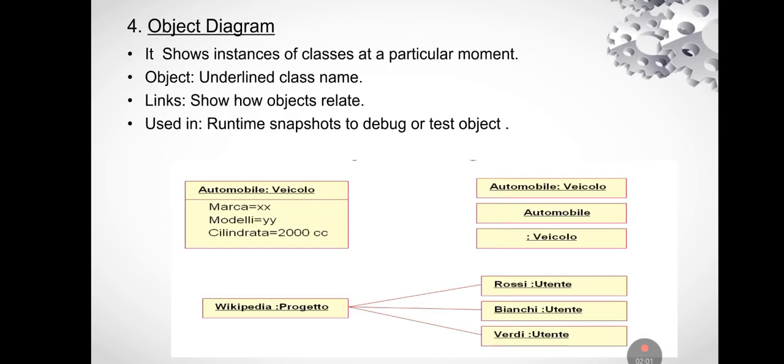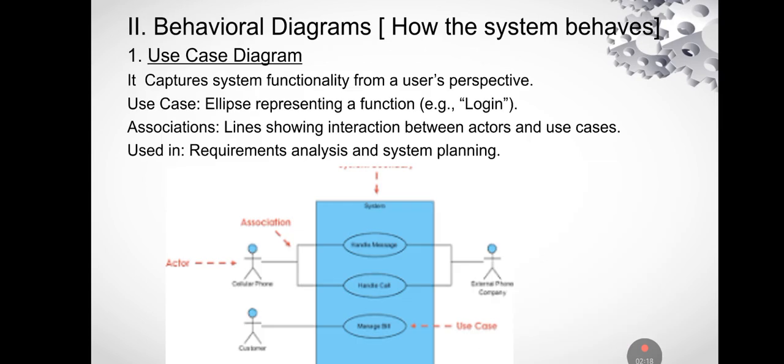Next is the object diagram. It shows the instances of classes at a particular moment. The object is an underlined class name and the links show how objects relate. It is used in runtime snapshots to debug or test objects. Next type is behavioral diagrams. It shows how the system behaves.